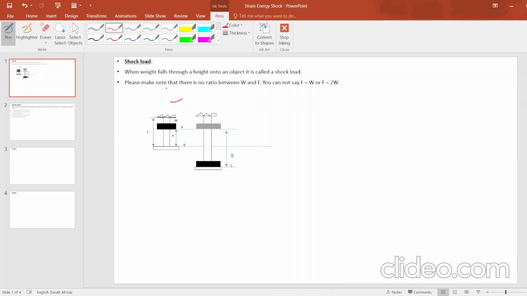Please make note that there is no ratio between W and F. You cannot say F equals W or F equals 2W. There's no ratio between the two. Now let us look at this diagram and make sense out of it. On this figure, you have a weight W at a certain height.